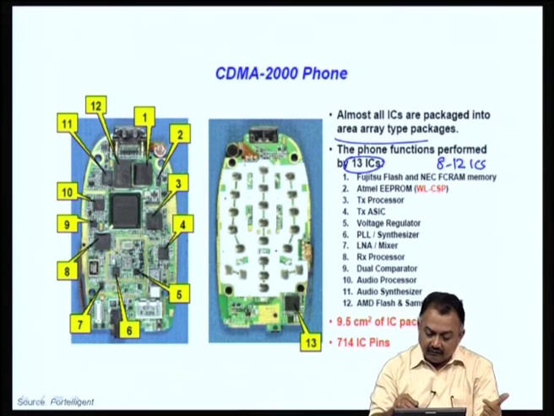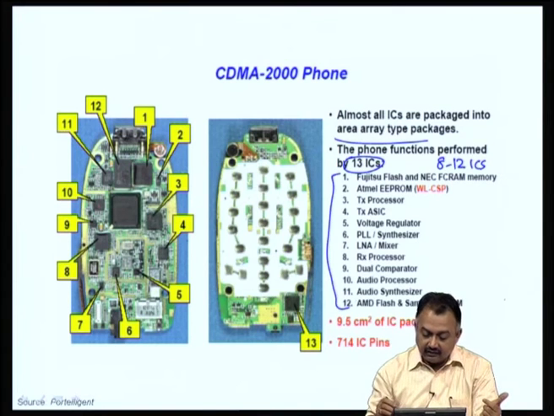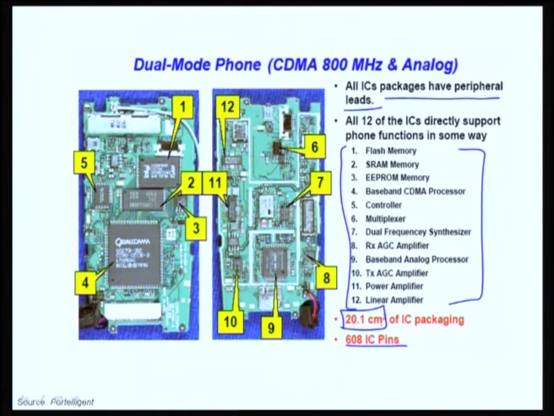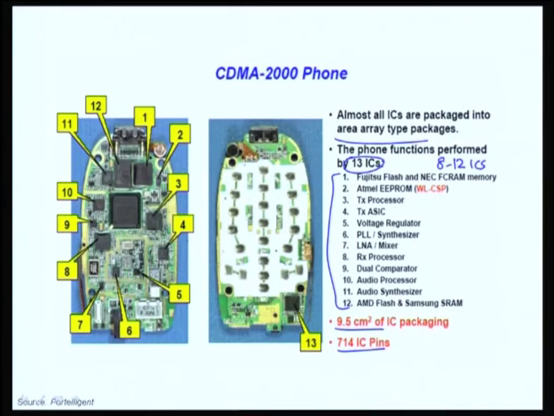So, in this again various ICs exhibit various functionalities. The IC pins are 714 and the IC packaging area is reduced. If you compare, you can see it is much reduced, but at the same time the number of IOs is increased, which indicates a good component density growth.